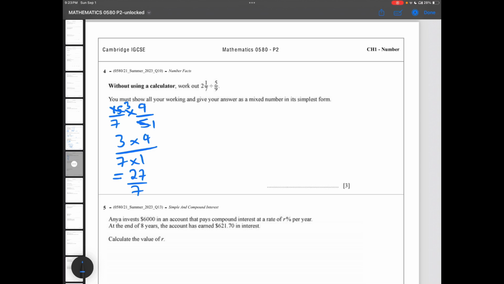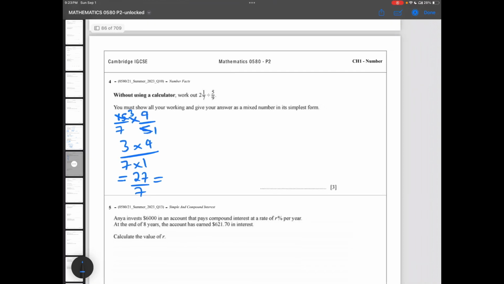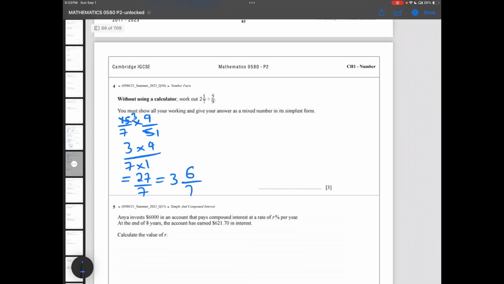So now 27 and 7 cannot be further simplified, but it's an improper fraction. Just remember that you have to give your answer as a mixed fraction. So always remember to convert the improper fraction into a mixed fraction. 7 into 3 is 21, and then 6 will be the remainder. 3 whole 6 upon 7, right? So this is our answer, 3 whole 6 upon 7.